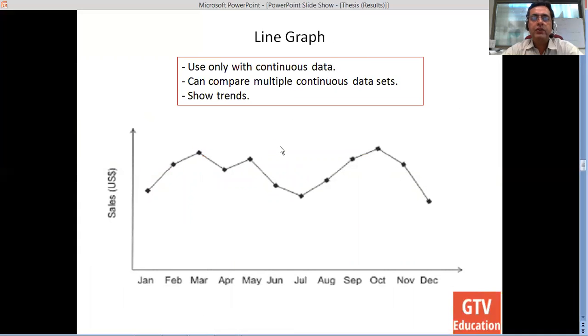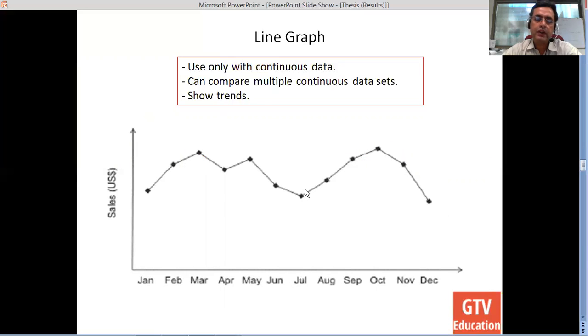Similarly, line graphs are used only with continuous data. If you have continuous data, you can compare multiple continuous data sets and show trends. You are showing a sales trend, for instance, in different months, January, February, March, and April, that the sales are going up, coming down, going up, coming down, etc.